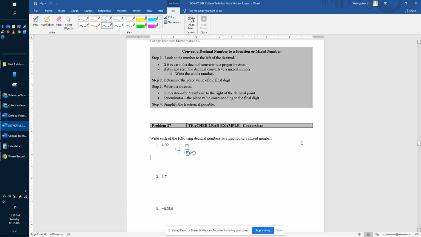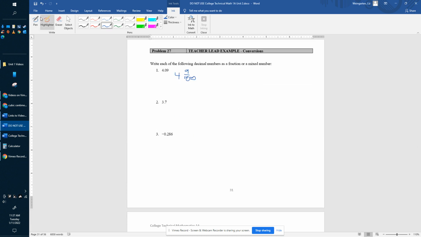Let's look at the next example. We have 3.7. Our whole number is 3, so that's that. Then we have 7 in the tenths place, so we take 7 and put it over 10. That does not reduce, so that is our final answer.